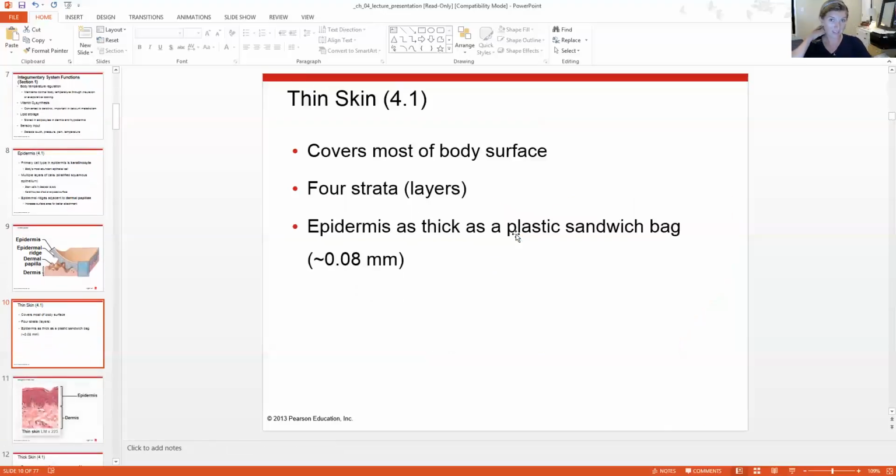So our thin skin is the majority of the body surface. This is the skin that's on our face and on our arms and our legs. There's only 4 layers that are associated with thin skin, and it's about as thick as a plastic sandwich bag. So it's still really, really thin, even though there's all these layers to it.